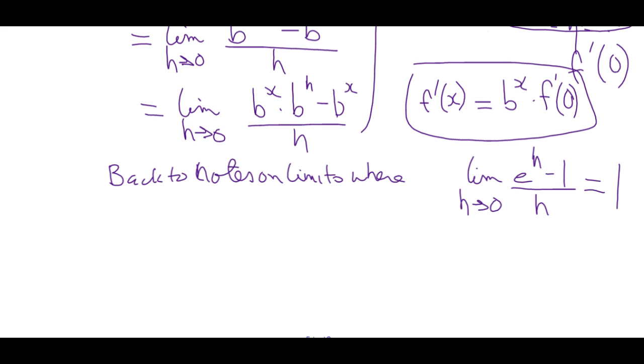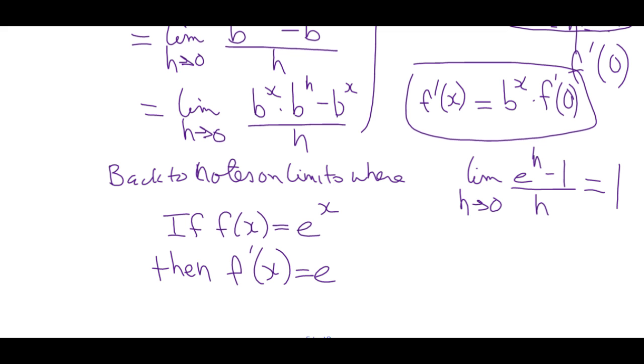And that gives us this. It says if f of x is equal to e to the x, then f prime of x is equal to e to the x. So in other words, the slope of the tangent line is equal to the y value of the curve e to the x at that point x.